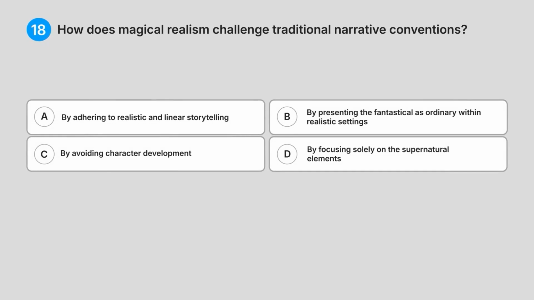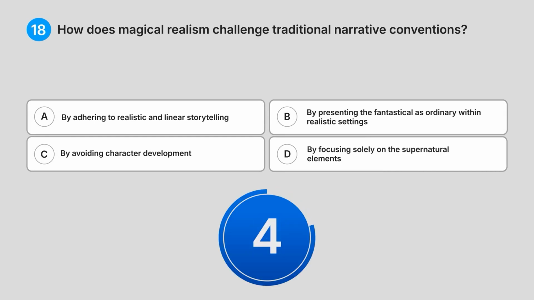18. How does magical realism challenge traditional narrative conventions? A. By adhering to realistic and linear storytelling. B. By presenting the fantastical as ordinary within realistic settings. C. By avoiding character development. D. By focusing solely on the supernatural elements.